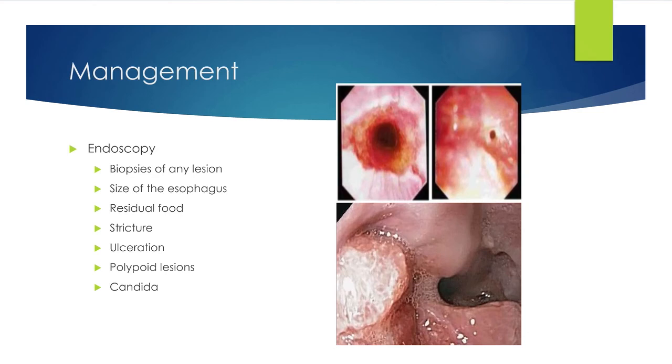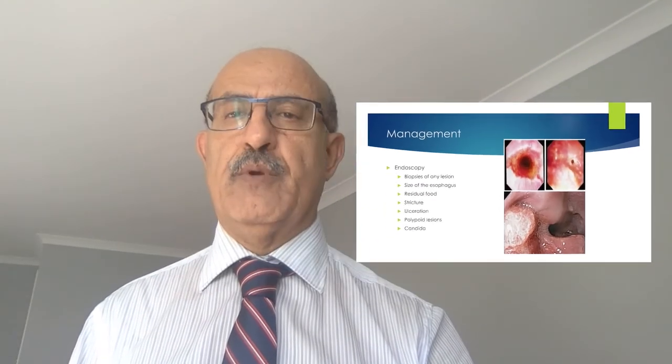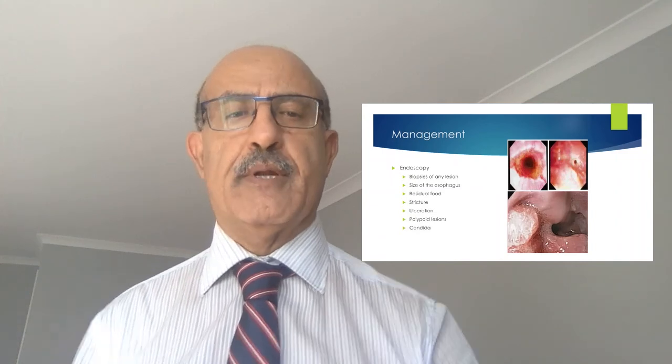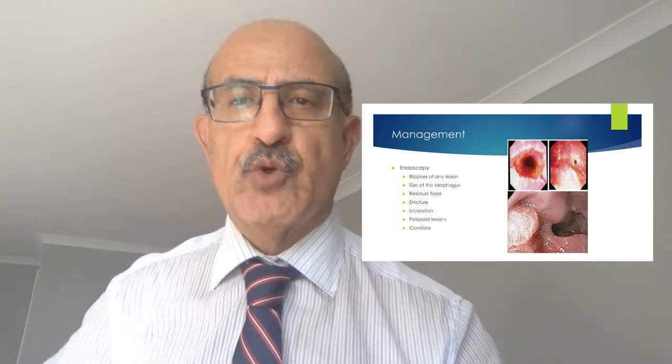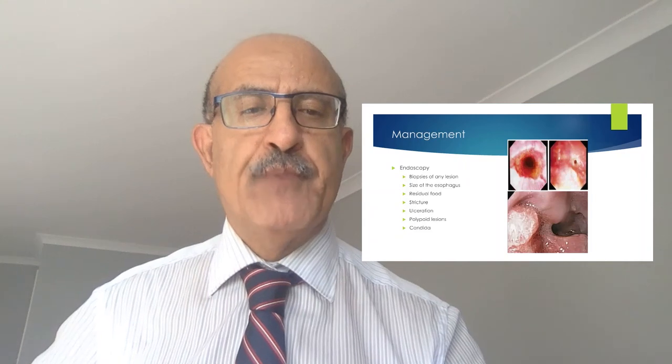Also, we need to see if there is candida infection in the esophagus, which will appear in the form of white plaques on the wall of the esophagus. You can detach them easily, and it looks like any candida or thrush, just like it looks in the mouth as well, so it will be very easy to recognize. We take note of all these things and we take the biopsies.